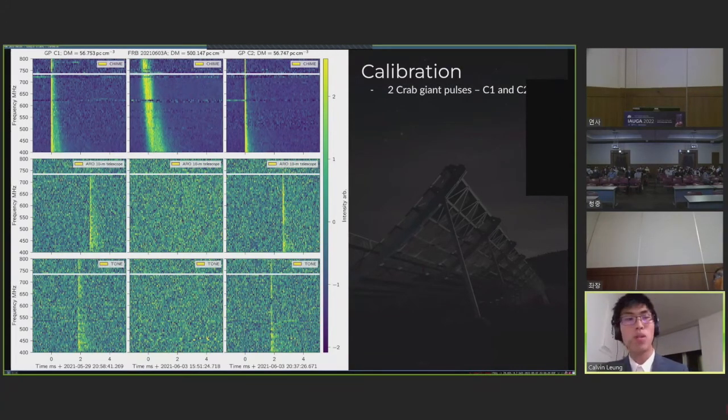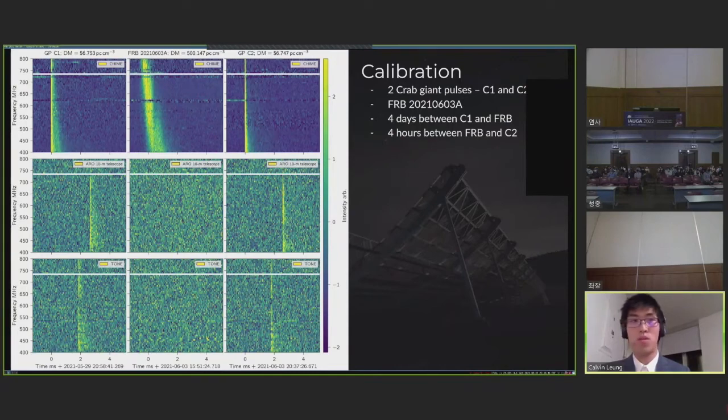And the columns on the left and the right correspond to 2 Crab giant pulses, C1 and C2. The reason we chose a declination of 21 is because we get lots of these Crab pulses per day, and we can use them as astrometric calibrators. C1 precedes the FRB by about 4 days, and C2 trails the FRB by another 4 hours. And so in this way, we can bookend the FRB in time using these Crab pulses, and we know the position of the Crab very, very well.